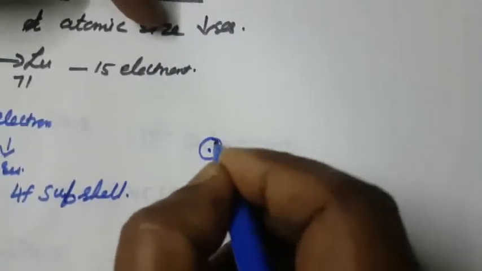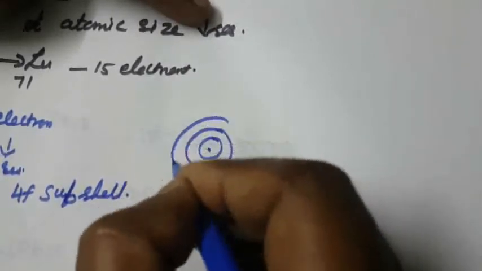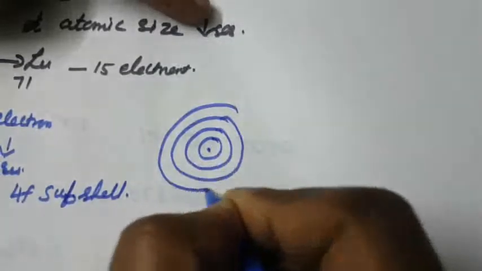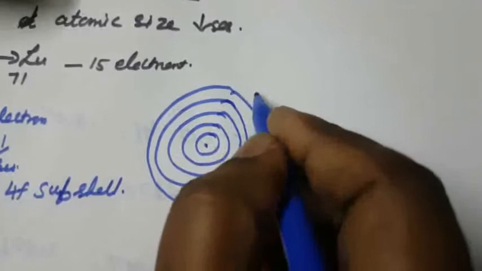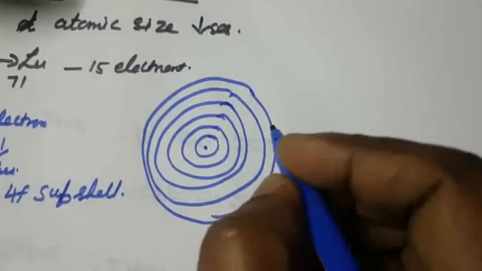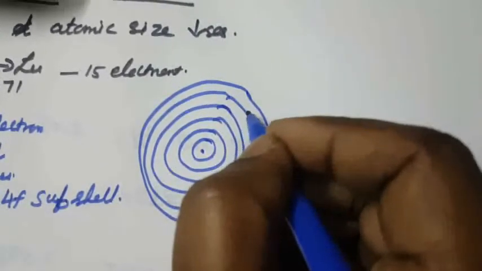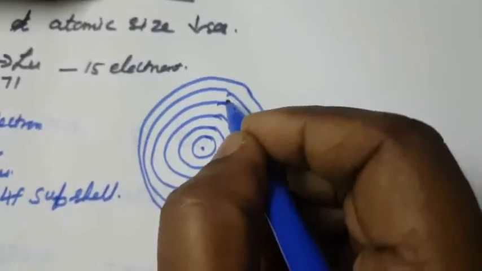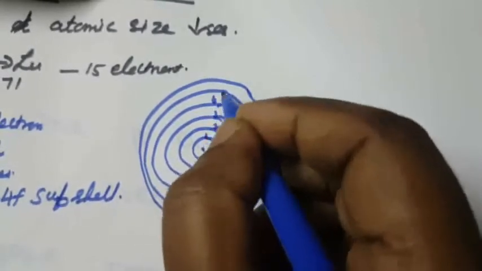First I am drawing one atom. This is the nucleus. Then I am drawing 6 orbitals around it: 1, 2, 3, 4, 5 and the 6th orbital. This is the nth shell. Which one is the 4f shell? We already know that it is the penultimate shell, which is called the 4f subshell. So here which one is it? That is 1, 2, 3, 4, 5, 6.